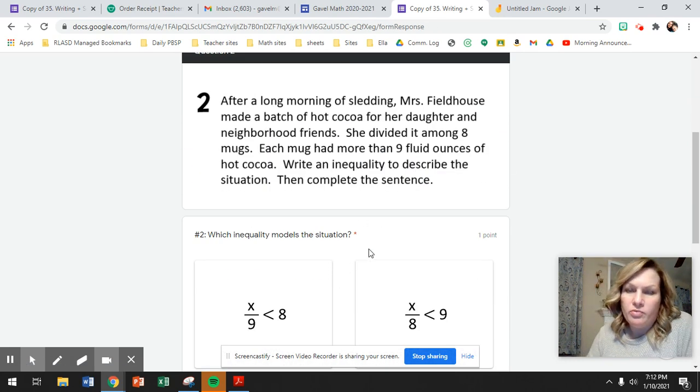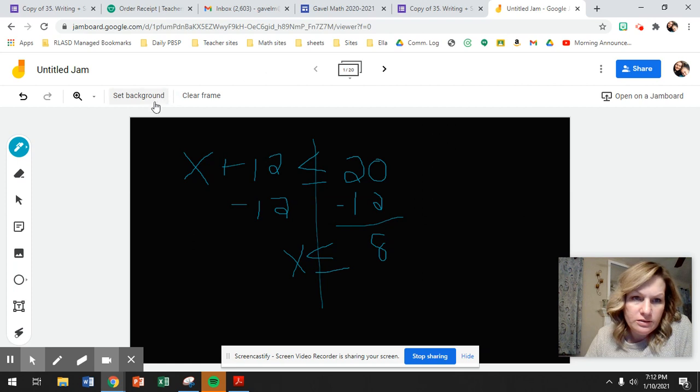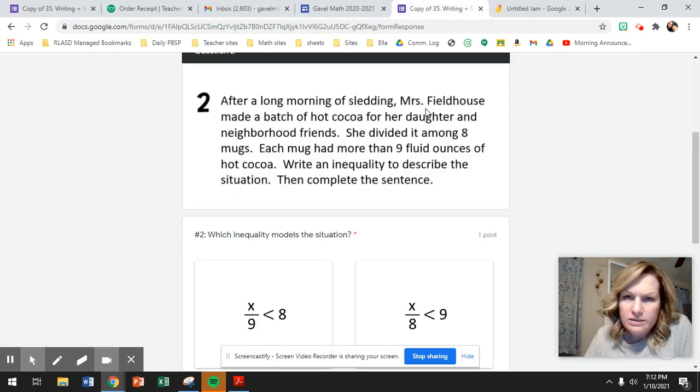After a long morning of sledding, Mrs. Fieldhouse made a batch of hot cocoa for her daughter and neighborhood friends. She divided it among 8 mugs. Each mug had more than, so greater than, 9 fluid ounces of hot cocoa. So if it had more than 9, it cannot be 9. It has to be just something. x divided by 8 is greater than 9 fluid ounces of hot cocoa.